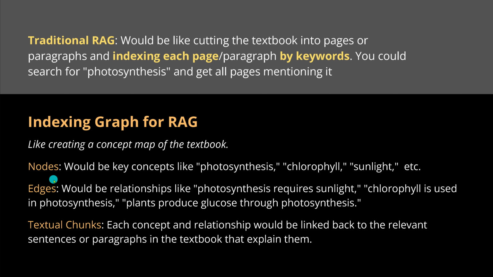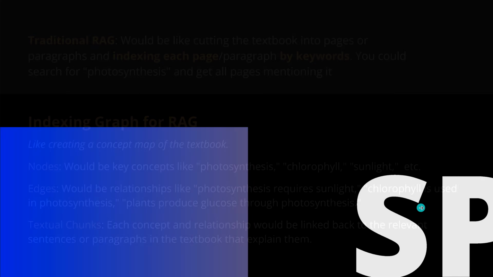So our nodes and edges are clear, but new now are the textual chunks that we take care of. Those are now our valuable additional elements that we're going to use. Nodes are clear, no? Nodes like photosynthesis, chlorophyll, sunlight. Edges give us the relationship: photosynthesis requires sunlight. But the textual chunks, those concepts and relationships, would be linked back to the relevant sentences and paragraphs in the textbook that explain them.